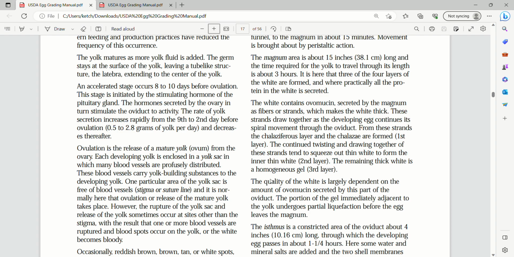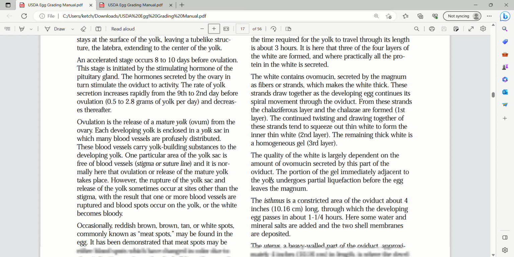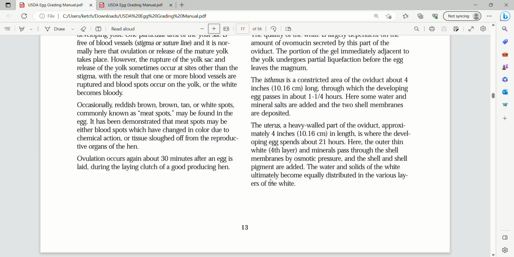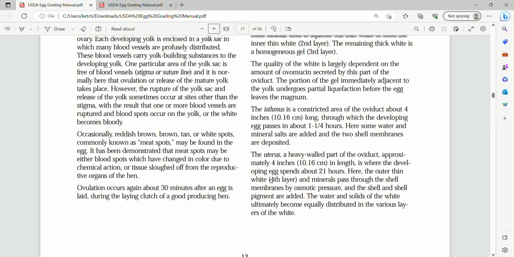However, the rupture of the yolk sac and release of the yolk sometimes occur at sites other than the stigma, with the result that one or more blood vessels are ruptured and blood spots occur on the yolk, or the white becomes bloody. Occasionally, reddish-brown, brown, tan, or white spots, commonly known as meat spots, may be found in the egg. It has been demonstrated that meat spots may be either blood spots, which have changed in color due to chemical action, or tissue sloughed off from the reproductive organs of the hen. Ovulation occurs again about 30 minutes after an egg is laid, during the laying clutch of a good producing hen.